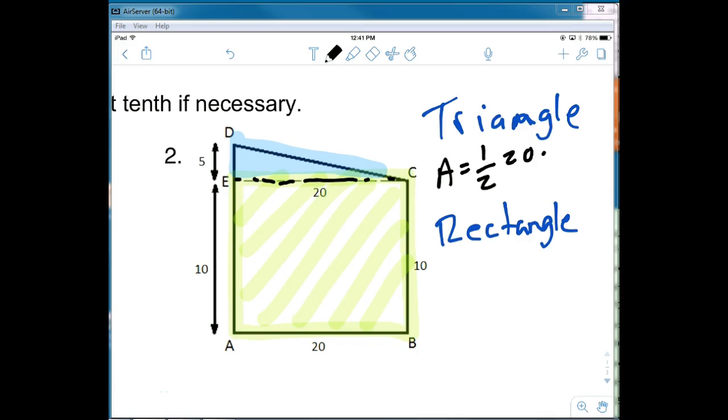And the height, just this side over here, is 5. So that area: half of 20 is 10, 10 times 5 is 50. All right, so we've got the area of the triangle.